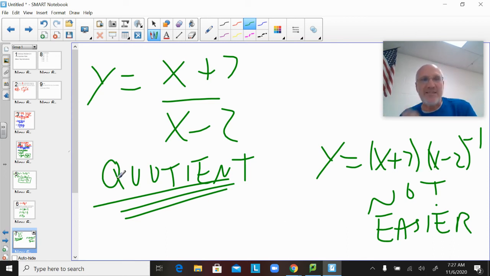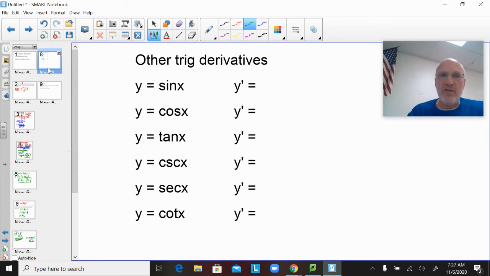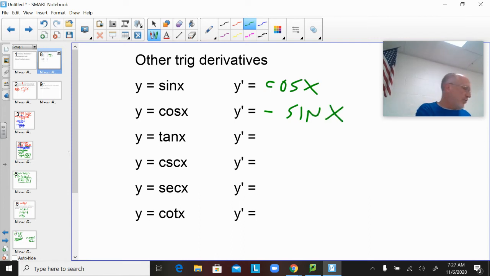Okay. Last thing in this video is the trig derivatives. And we already know the derivative of sine and cosine. If y equals sine, the derivative of y is cosine of x. And if y is cosine, the derivative is negative sine. Now, I'm not going to go through proving these other ones, but tangent is just sine over cosine. So I could use the quotient rule to find it, but that's how they did it.